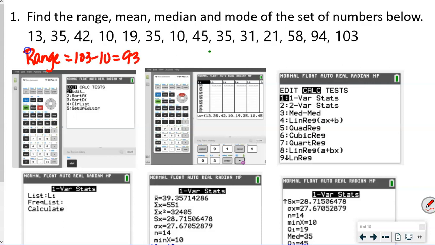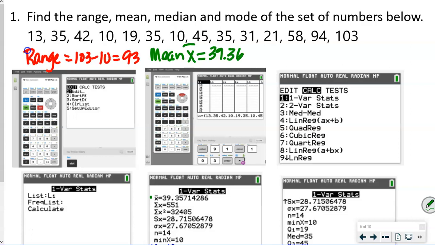Okay, then we need our mean. Okay, so our mean is going to be this icon right here. Y'all see that? The x with the line over it. That's where our mean is, okay? So that is 39 point, I'm going to just do it to 2 decimal places, 36, okay?